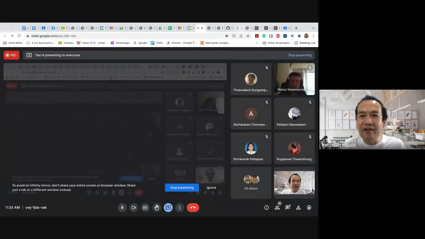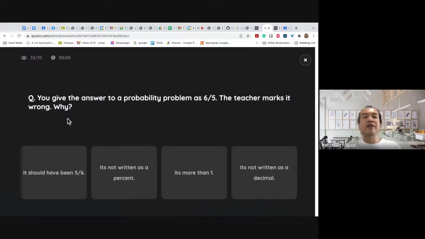Okay, this one. The question is you give the answer to the probability problem as 6/5. The teacher marks it wrong. Why?